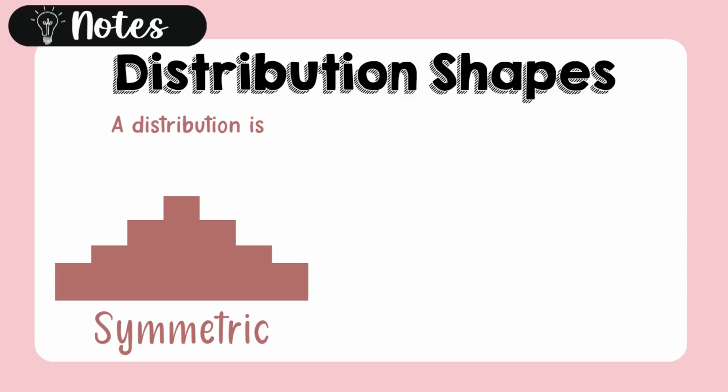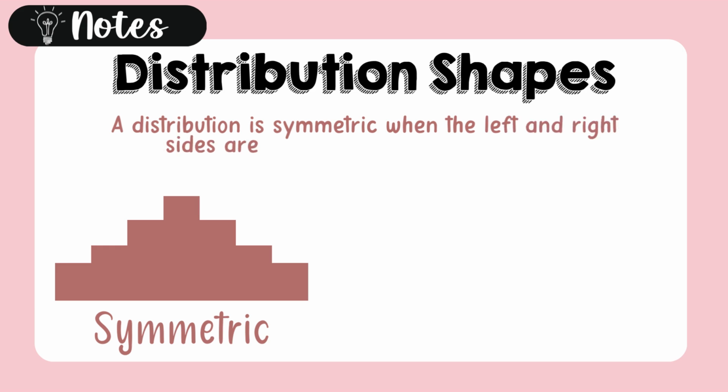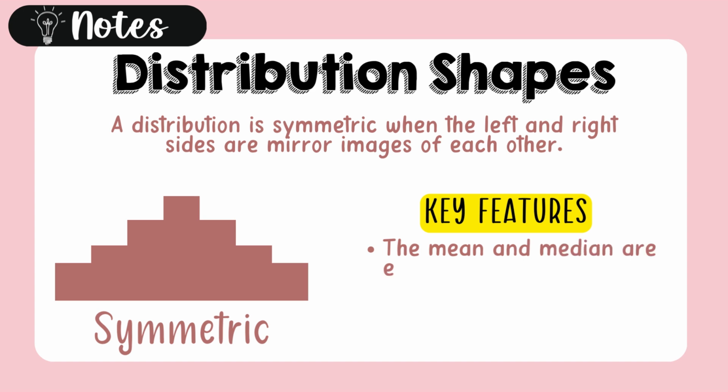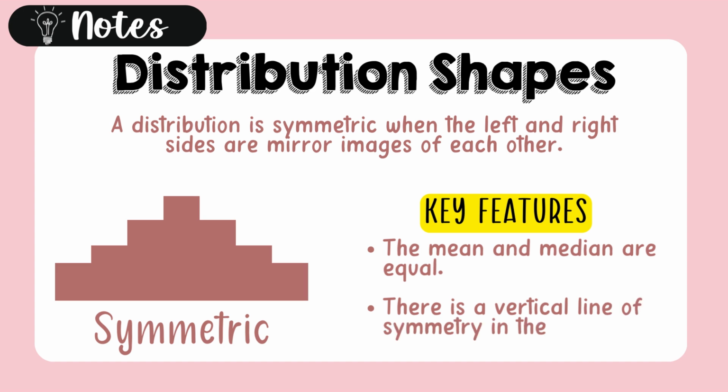This first one is called symmetric. A distribution is symmetric when the left and right sides are mirror images of each other. Some key features of a symmetric distribution are that the mean and the median are equal, and that there is a vertical line of symmetry in the center.